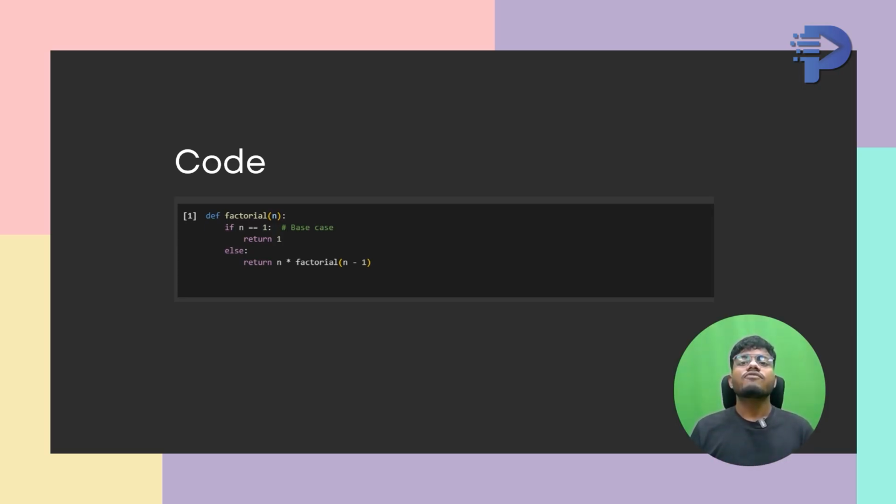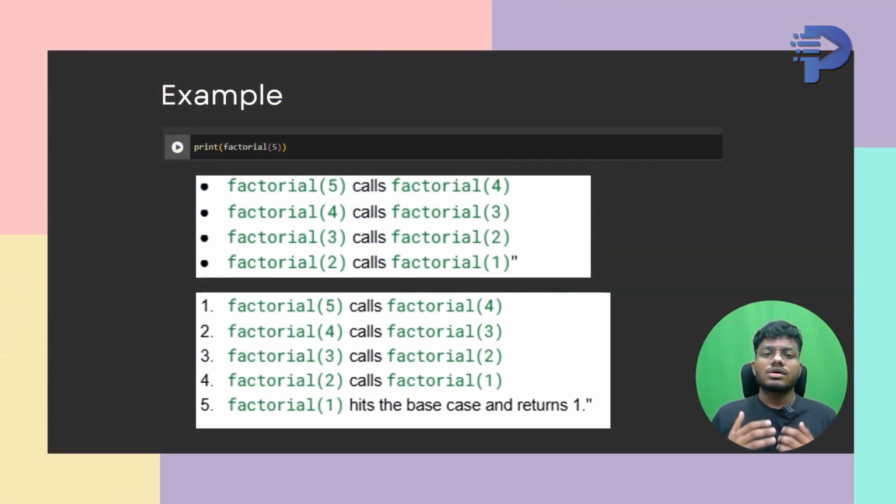We will calculate the factorial of 5 using our recursive function. Now we will be calling the factorial by using the print statement. When we call factorial 5, the function first checks if n is equal to 1. Since here n is 5, it's not equal to 1, so it moves to the else statement and calls factorial 4. This pattern continues. Factorial 5 calls factorial 4 and factorial 4 calls factorial 3. Factorial 3 calls factorial 2 and in the same way factorial 2 calls factorial 1. When it reaches factorial 1, it hits the base case and returns 1.